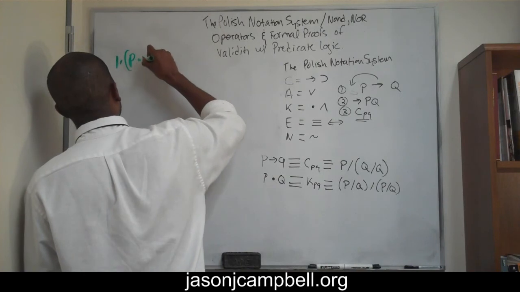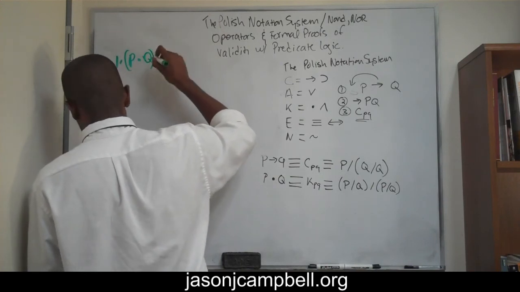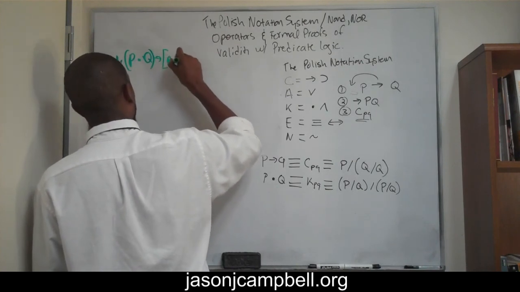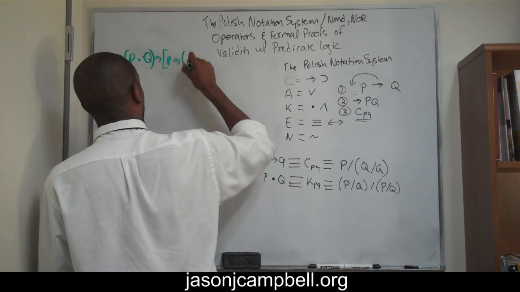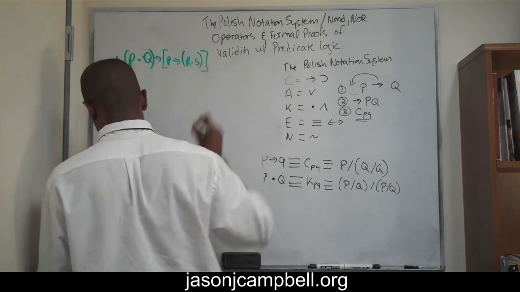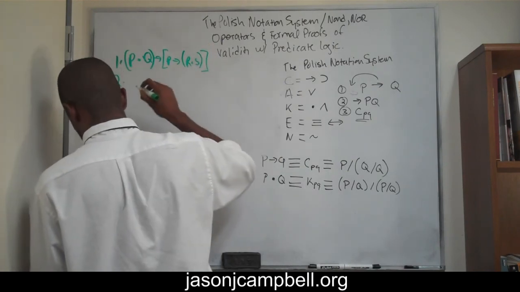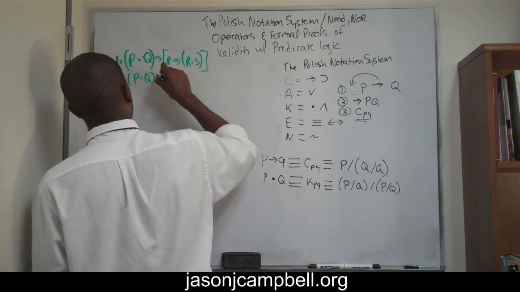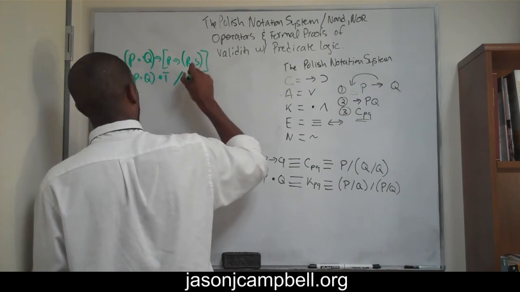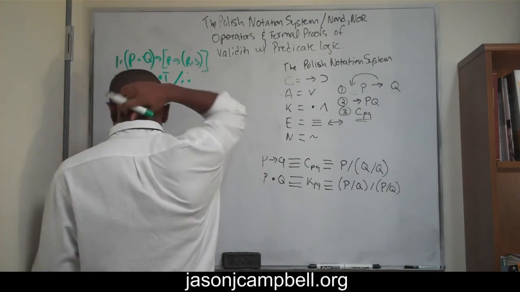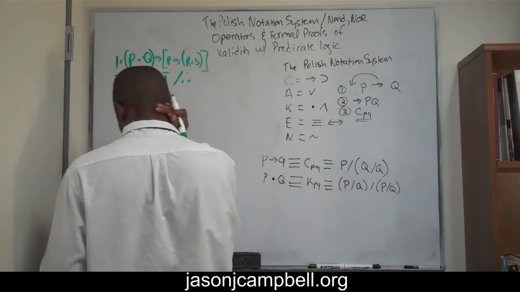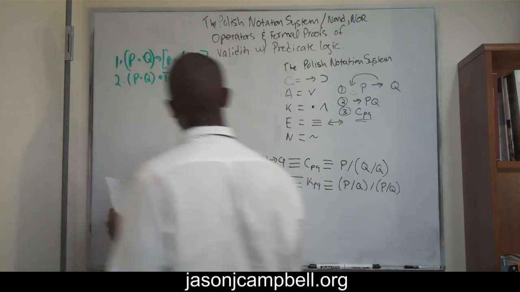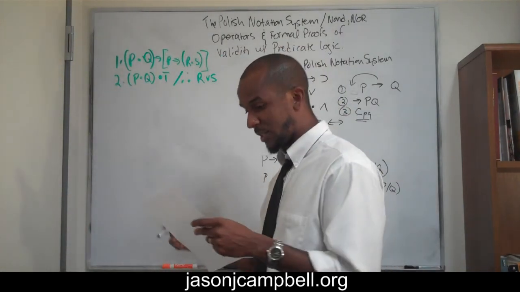P and Q. If P and Q, then if P, then R and S, and then premise number two is P and Q and T, and the conclusion we're trying to reach is, is that RS? No, it's R. Yes, R. I think I wrote that wrong. I think that's right. Okay, we'll see in the logic if I wrote it down right.